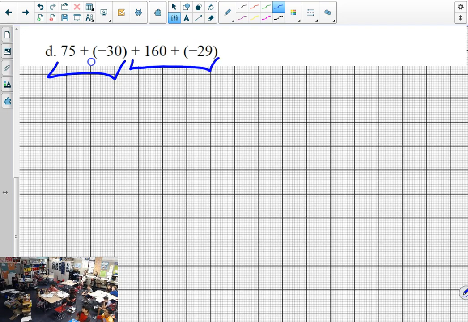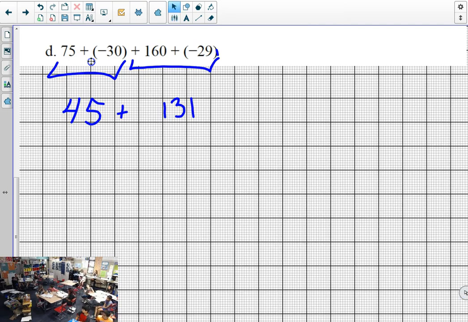So if we do this fight, who wins, good or evil? By how much? 45. If we do this fight, who wins? Good. And Will said, well, this evil guy's almost a negative 30. He's almost a 30 evil. If he was, this would be 130. And since he's not, 131. Another way to get to Florida.